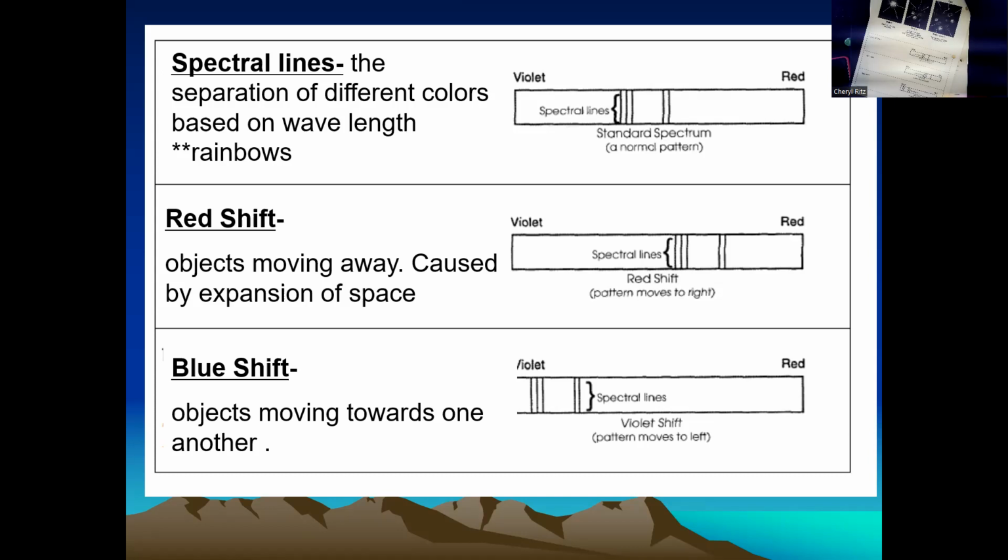Now, the redshift, like I was saying, if you look at objects that are moving away from you, the rainbow is squished over to the red side.